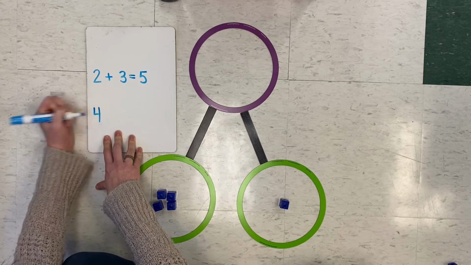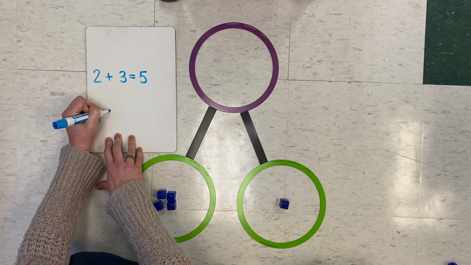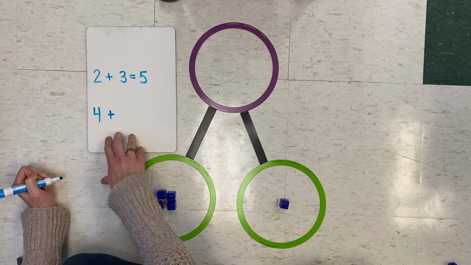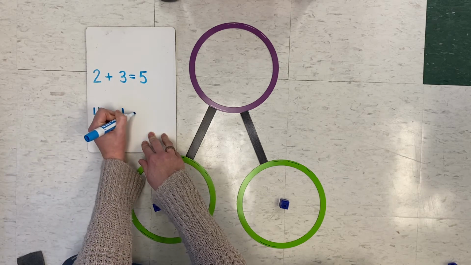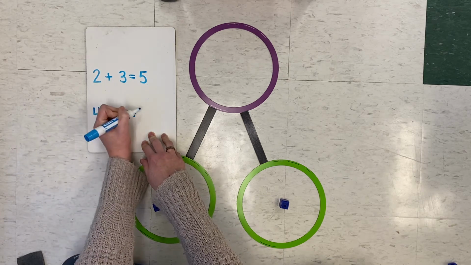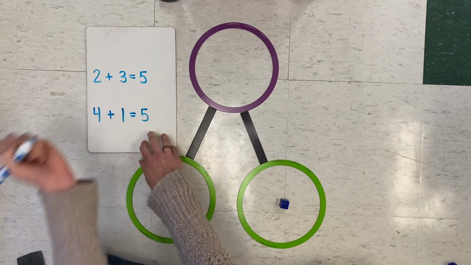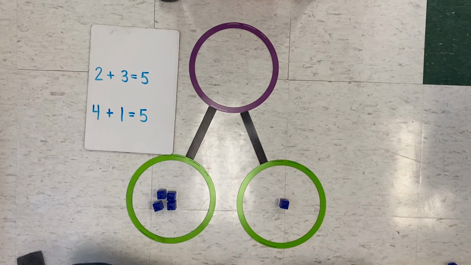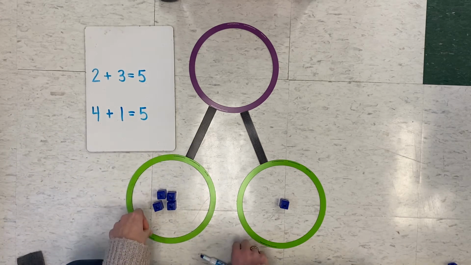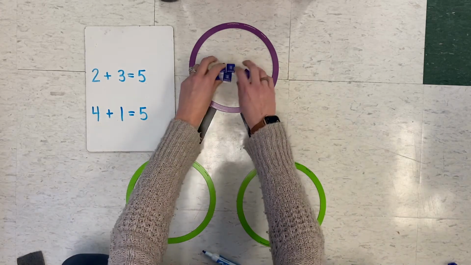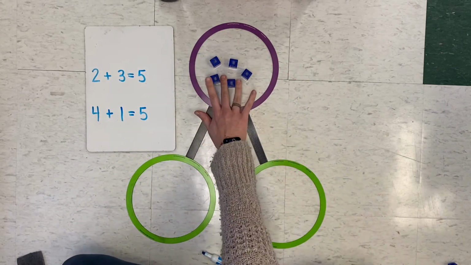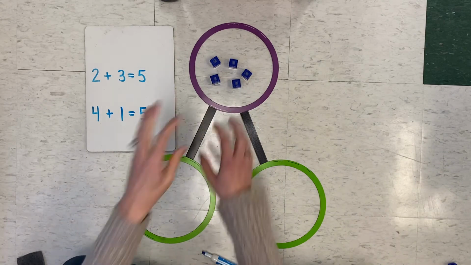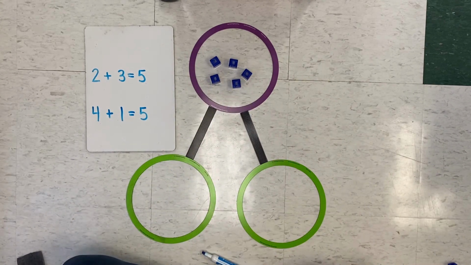4 plus 1 equals 5. Very good. All right, let's bring them back together. Got the whole group back together again. So can you think of another way that we could break apart 5 or decompose 5?